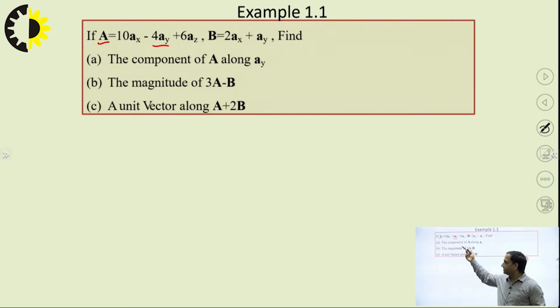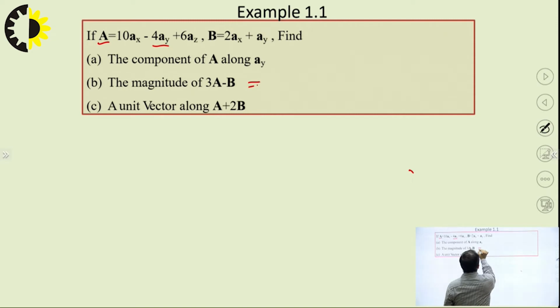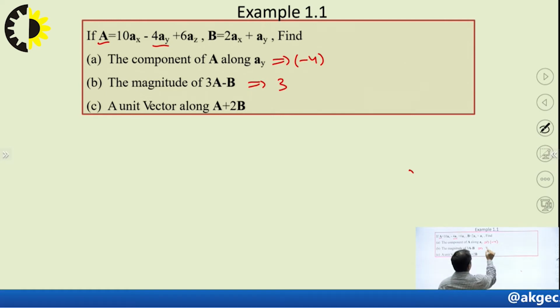Magnitude of 3A minus B, how will you solve? Take the vector A, multiply it by 3 and simply subtract B from it, and take the magnitude of that. So, if you remember the definition of magnitude, you will get the magnitude in this way.